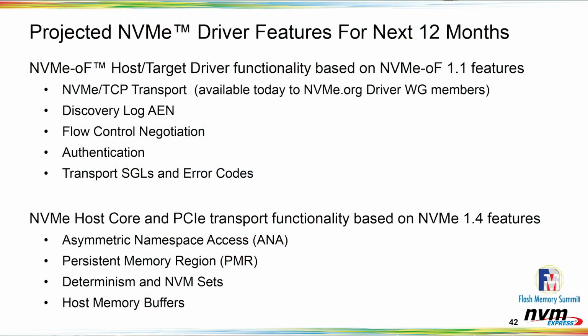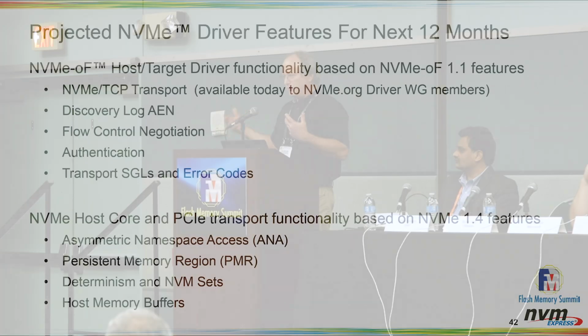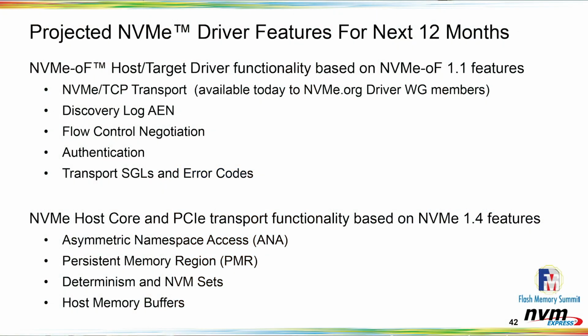Discovery log, asynchronous notification. This has to do with enhanced discovery that's being put in 1.1, where targets can be discovered more automatically, as opposed to having to manually go out and find the targets. Flow control negotiation, authentication, transport, ASGLs and error codes. These are all items that you'll see in TPs. And I stole some of this slide from another NVMe talk.